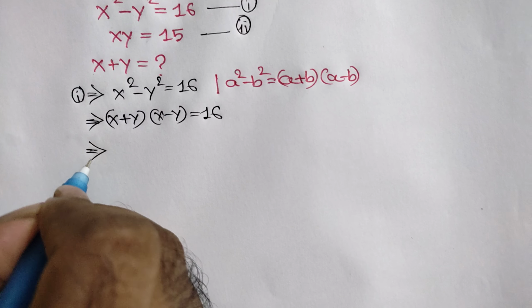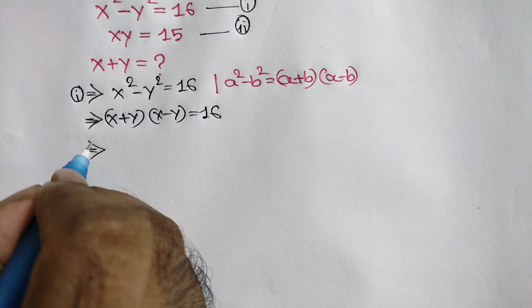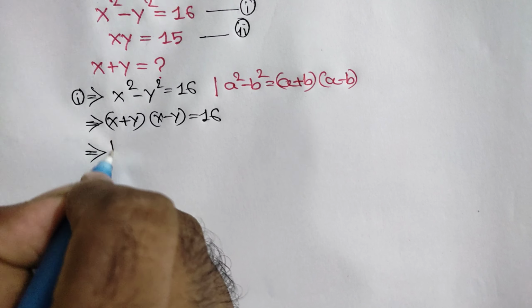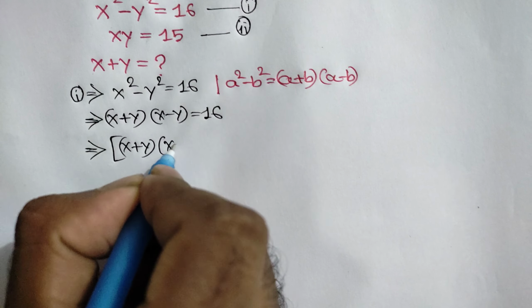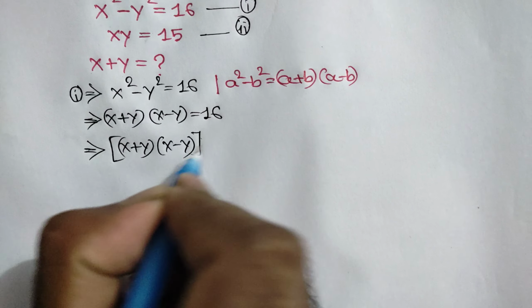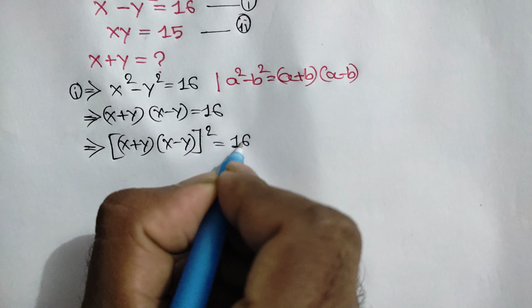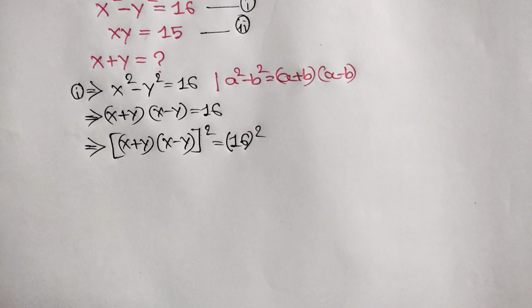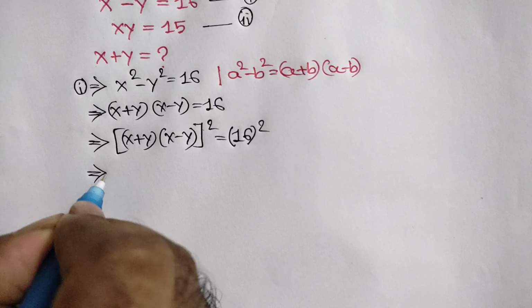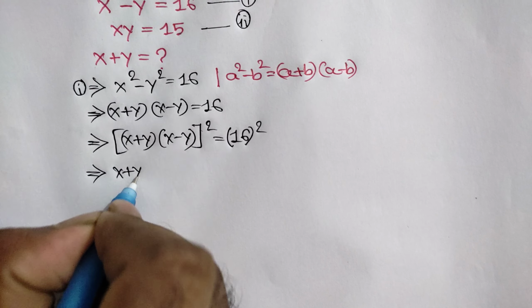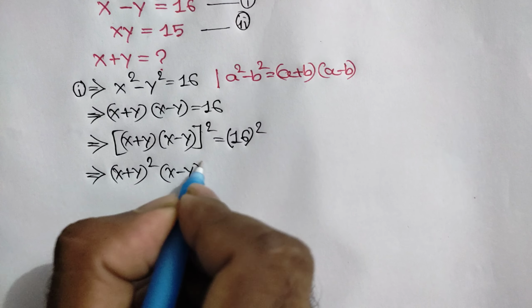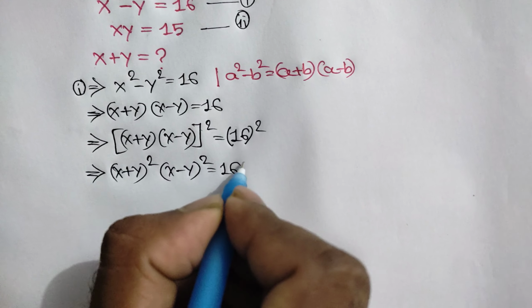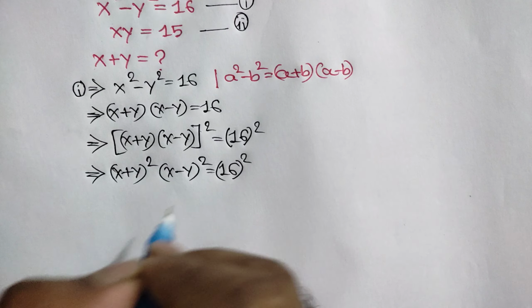Now squaring on both sides we can write x plus y times x minus y whole square is equal to 16 square. Now we can write x plus y whole square times x minus y whole square is equal to 16 square.